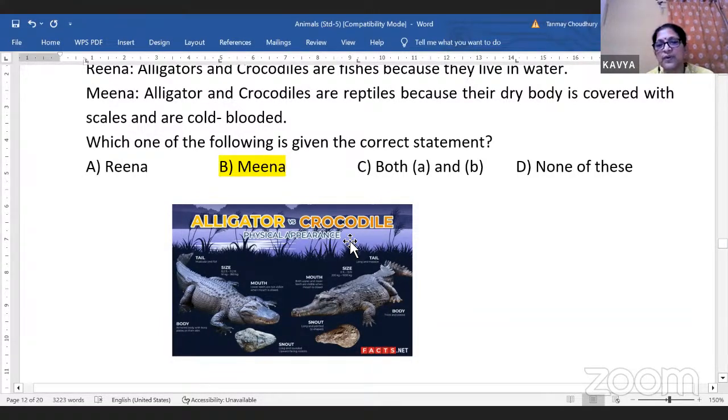So I think we'll stop here and we'll continue with this chapter next time. So please go through whatever we did, and I'll just check whether there are any questions.